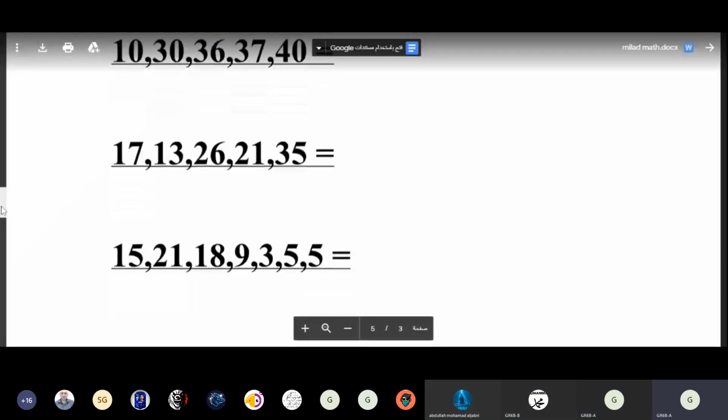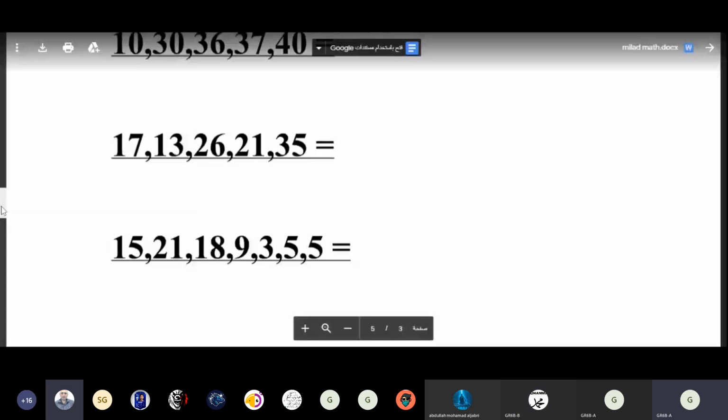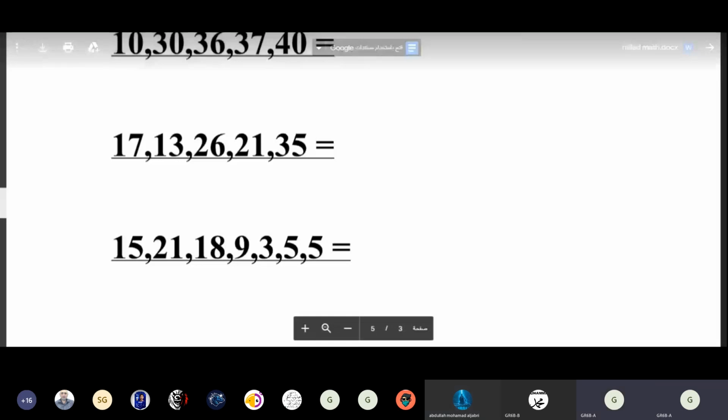Move to another question. You should solve it now, but first, organize it. The answer is 21. Okay, yeah, it's right. Very good. Okay, move to another question.